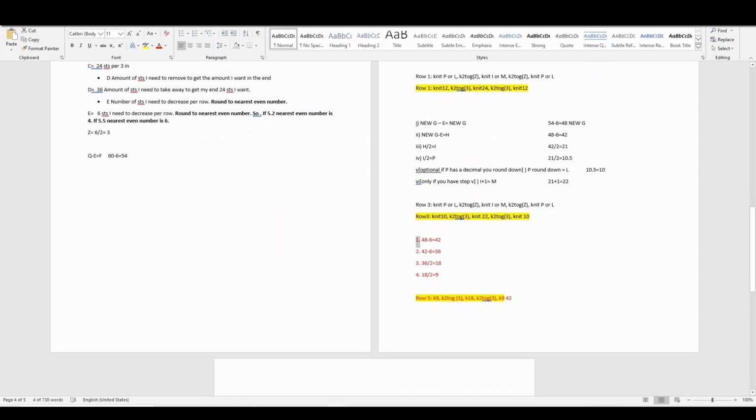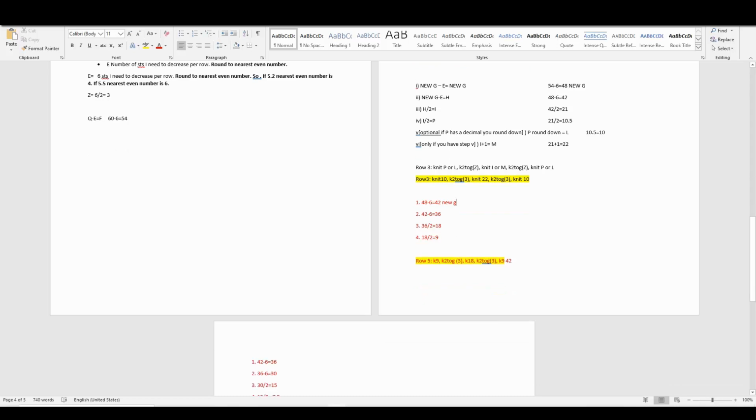So row 5, I did the same thing. I used this equation: new G minus E equals new G. So our new G was 48 minus 6 equals 42, which is our new G. Take my 42 minus E, which is 6, equals 36. 36 divided by 2 is 18. 18 divided by 2 is 9. 9 does not have a decimal, so we're done. We do not have to do number 5. So row 5, we're plugging it all in.